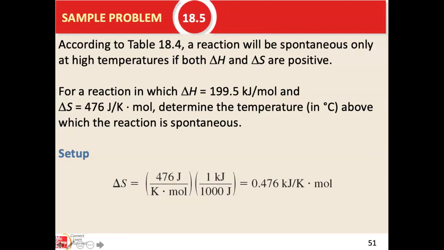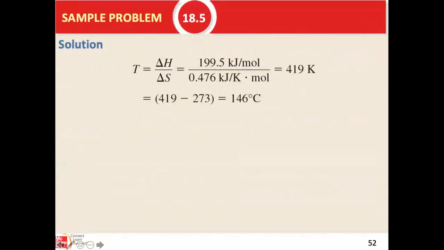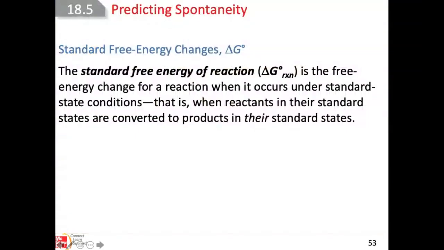So delta S, you have to know, a lot of times it's just in the joules, and delta H is in kilojoules. We have to bring them to the same unit. So we take 476, we convert it to kilojoules by dividing by 1,000 joules. And then we can find the temperature, delta H over delta S, at which higher than that temperature will make the process spontaneous. So we're just converting it to Celsius in this case.